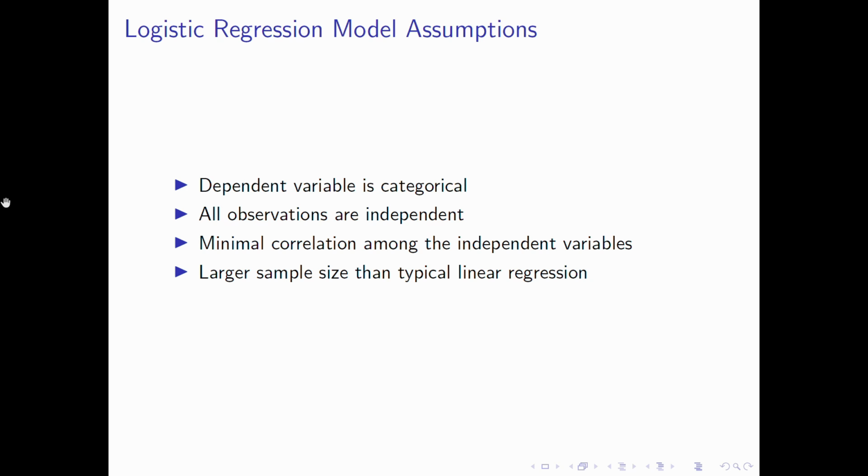The main assumptions for logistic regression model are that the dependent variable must be categorical, all observations need to be independent, and that goes with any regression, and there also needs to be minimal correlation amongst the independent variables. There also needs to be a larger sample size than your typical sample size required for linear regression.